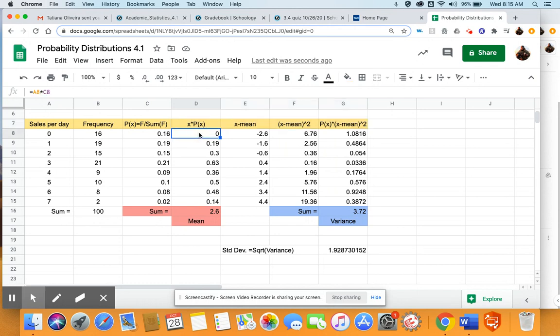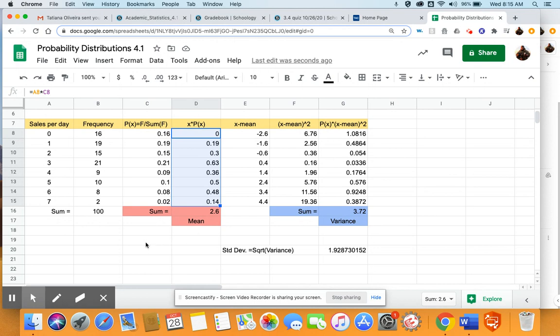So I've created this column, and I'll delete these and show you how I did it. Equals, our formula says our x values, sales per day, times our probability values. And of course, that first one is 0 because there were days when there were 0 sales. Drag that down, fills in the table. Our mean is the sum of that value, so we know we've got a mean of 2.6 for this problem. Not too bad so far, is it?